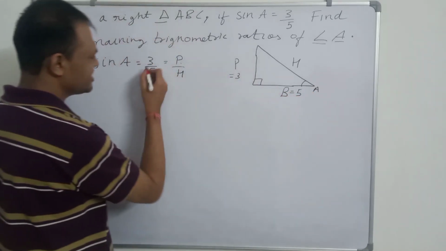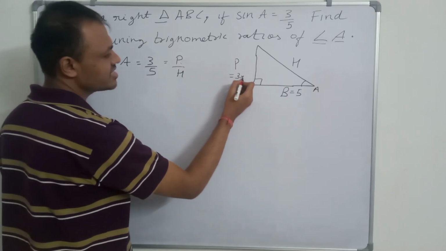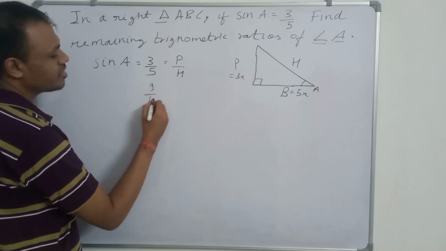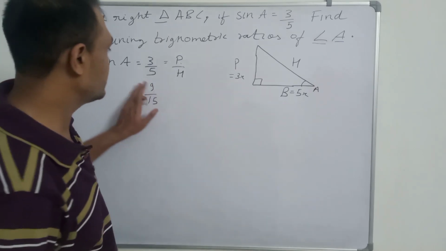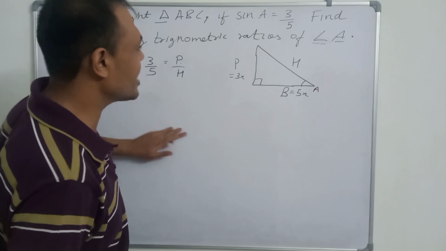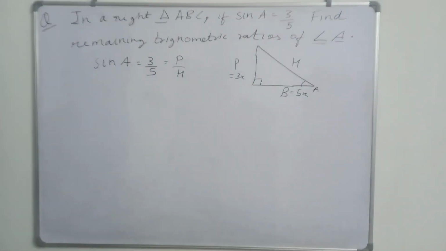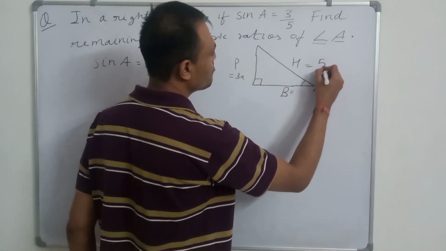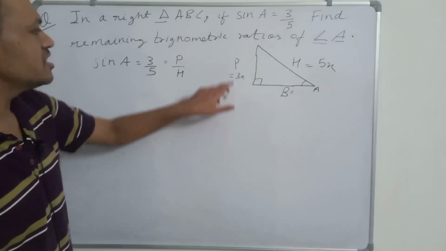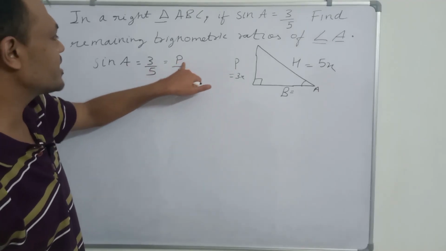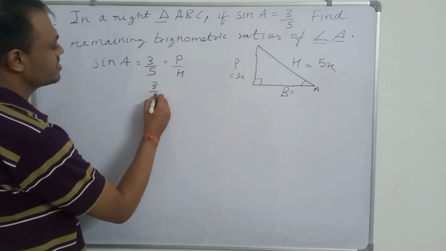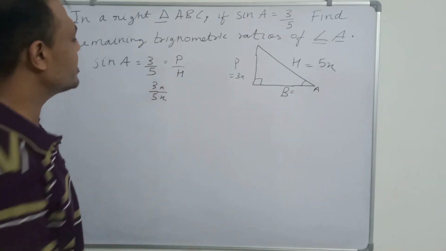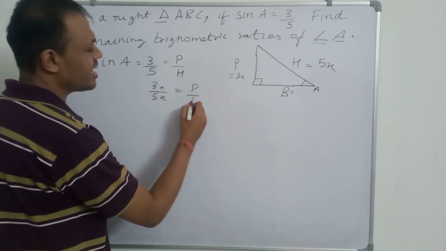So we can take P as 3 and hypotenuse as 5, or, since it is a ratio, we can take it as 3x upon 5x, because we don't know, it could be 9 upon 15 also. So we have taken it to be 3x and 5x. Hypotenuse is 5x, because sine is the ratio of perpendicular to hypotenuse. So 3 by 5, multiplying both sides by x, perpendicular is 3x and hypotenuse is 5x.